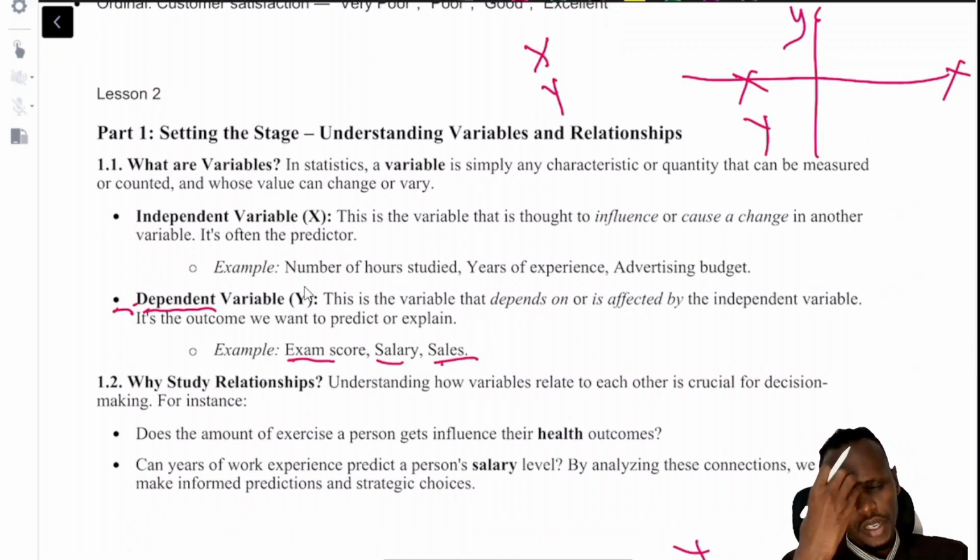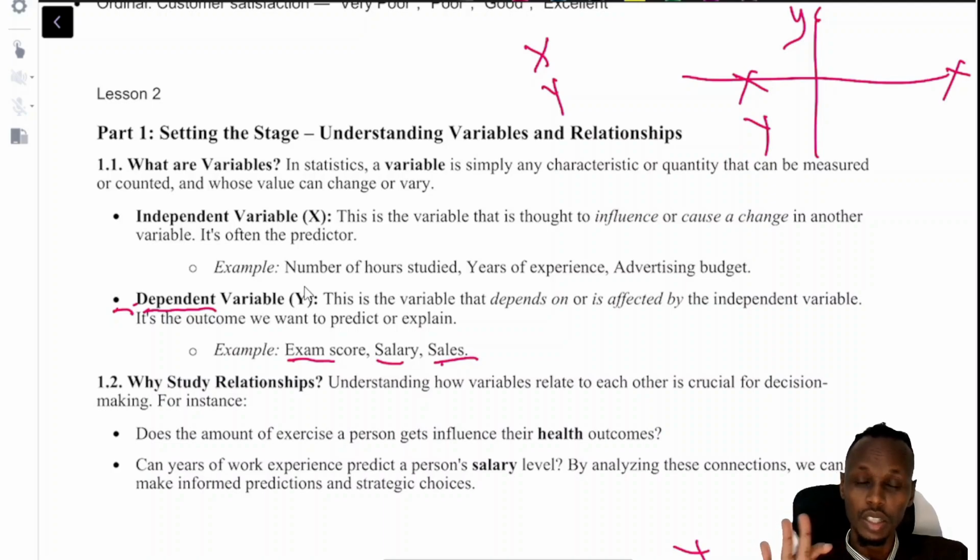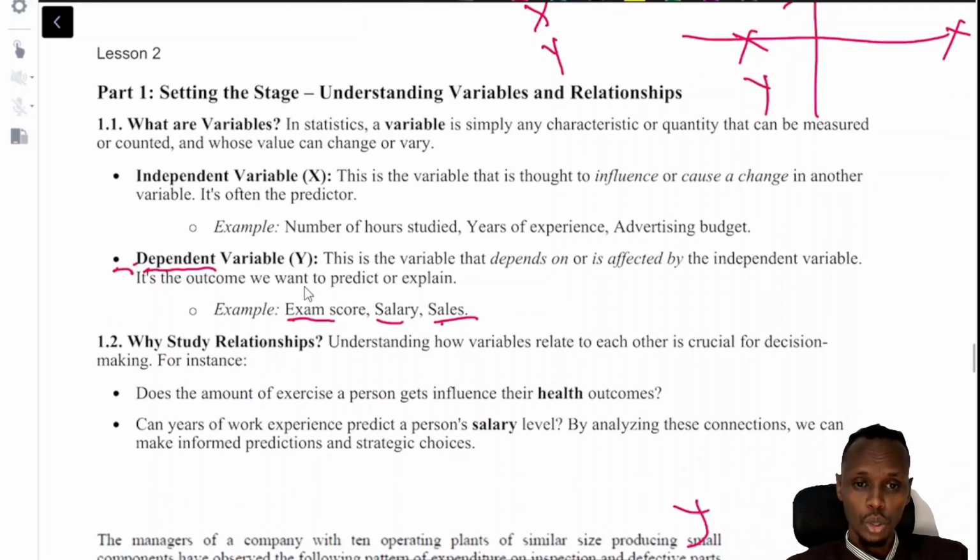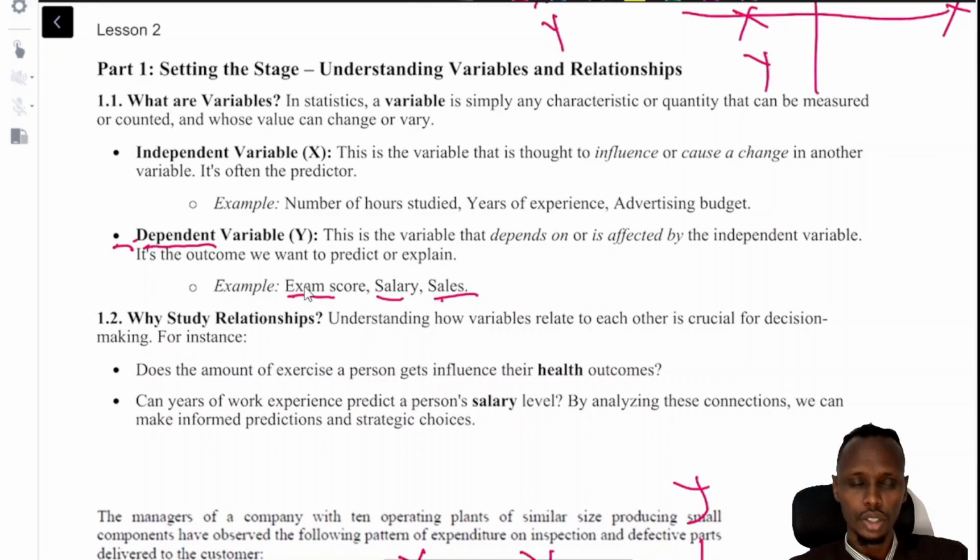So you may be a manager in a certain entity or a company. So regression is very important. It is a subject you need to take an interest in. So why study this relationship? Understanding how variables relate to each other is crucial for decision making.